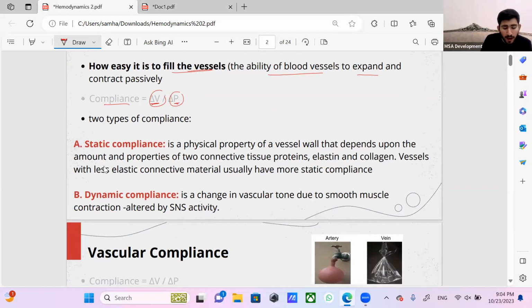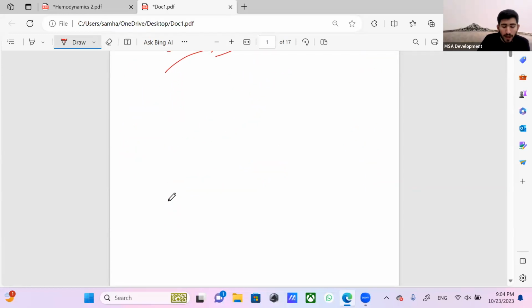And so now we have two types of compliance. As I said, compliance is how easy it is for blood vessels to expand and contain more blood, or how easy it is to fill a blood vessel. And so compliance is related to two things, and so we have two types.